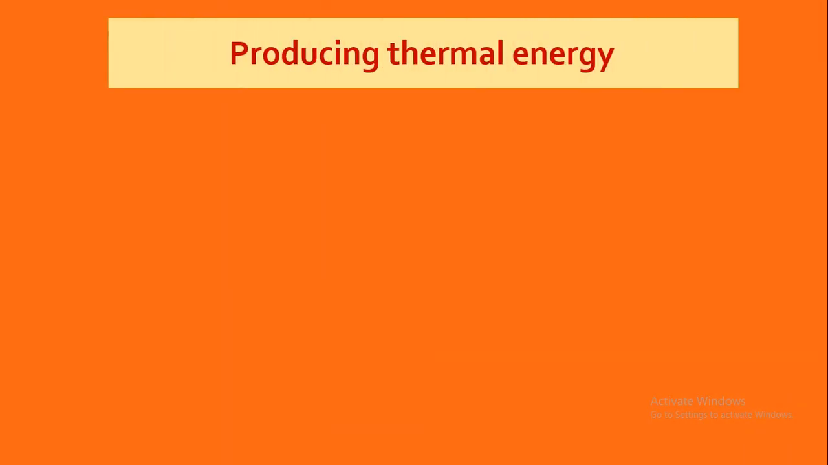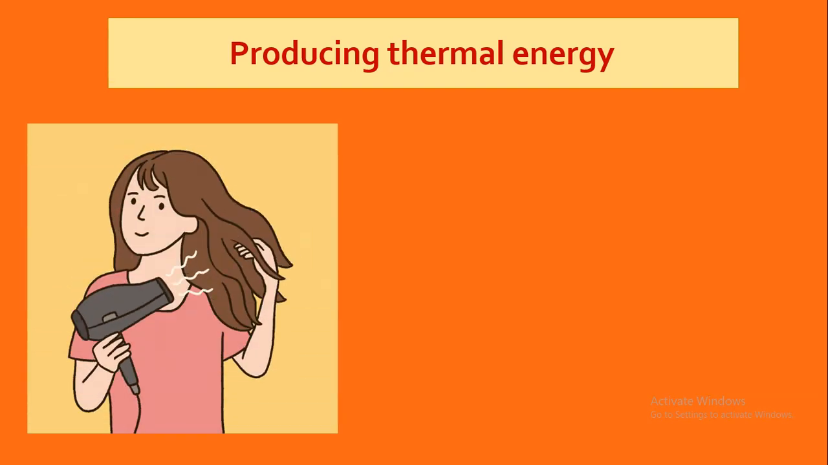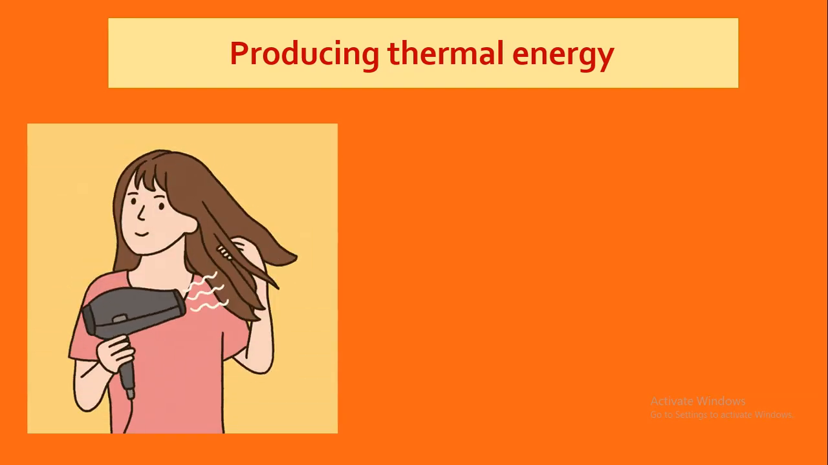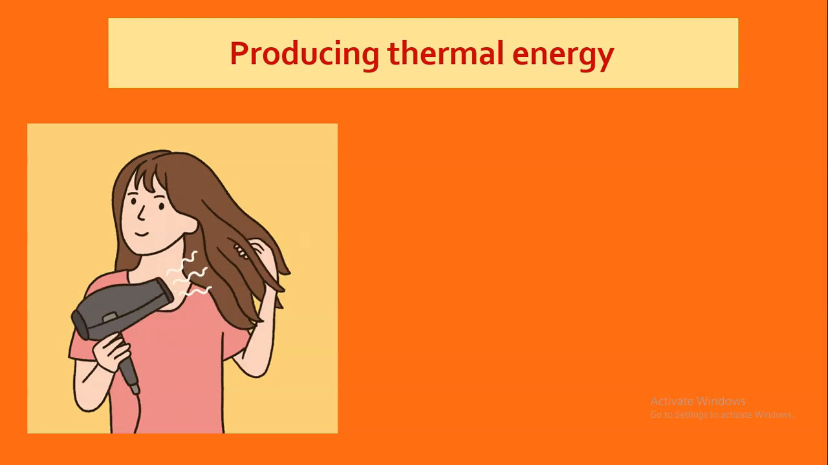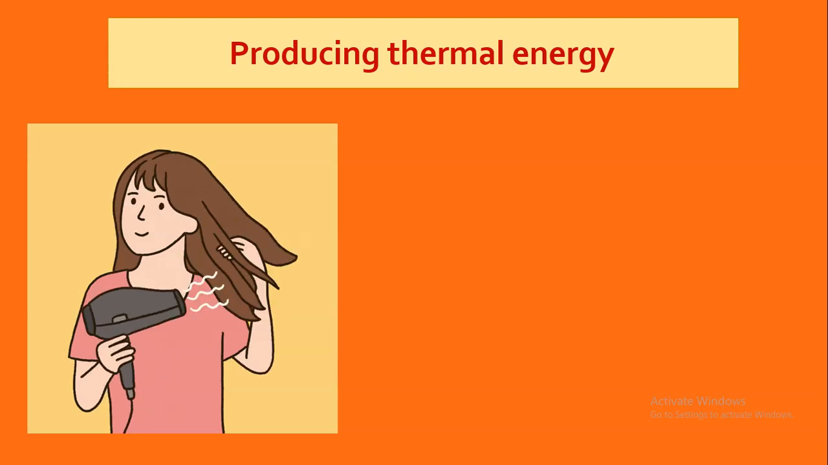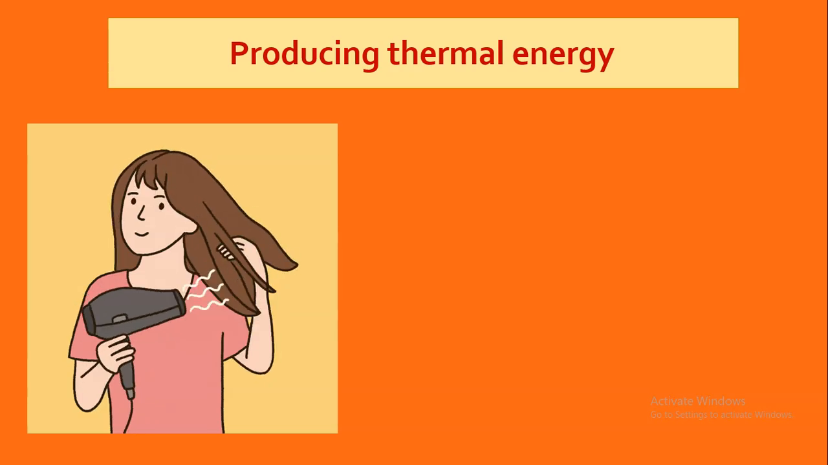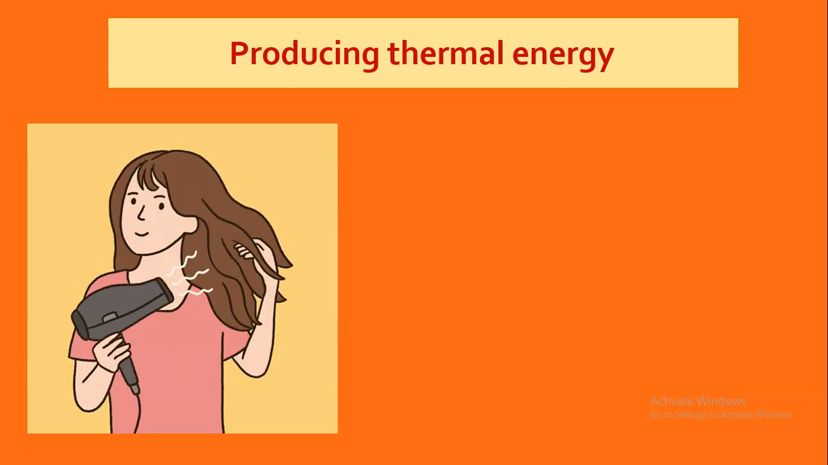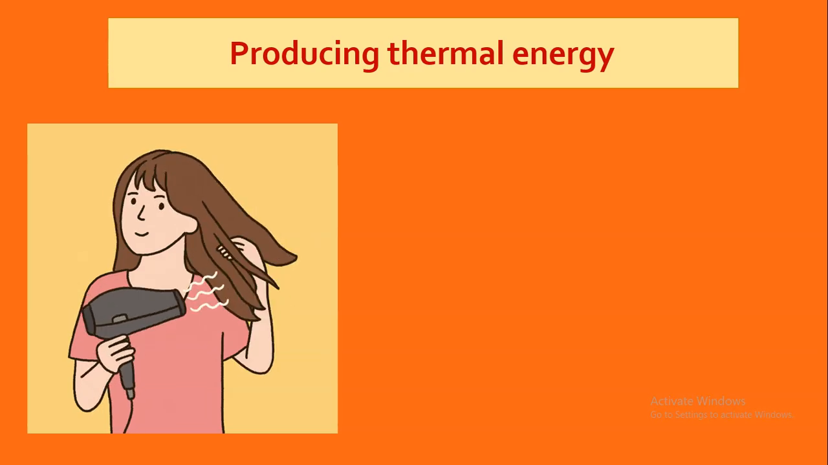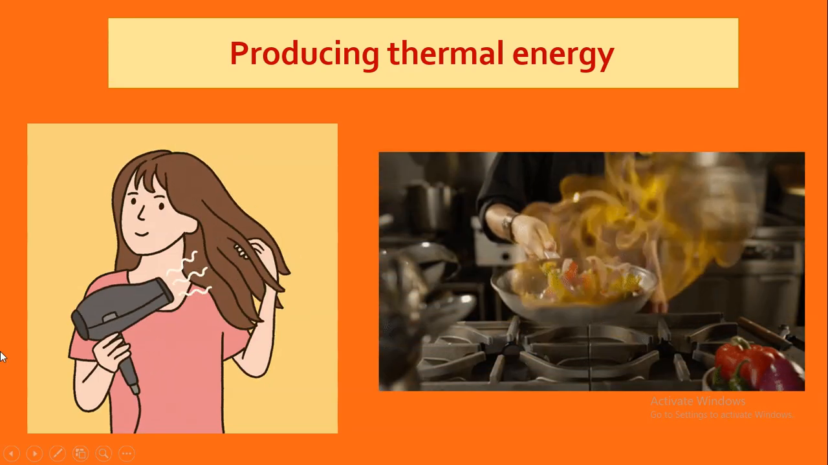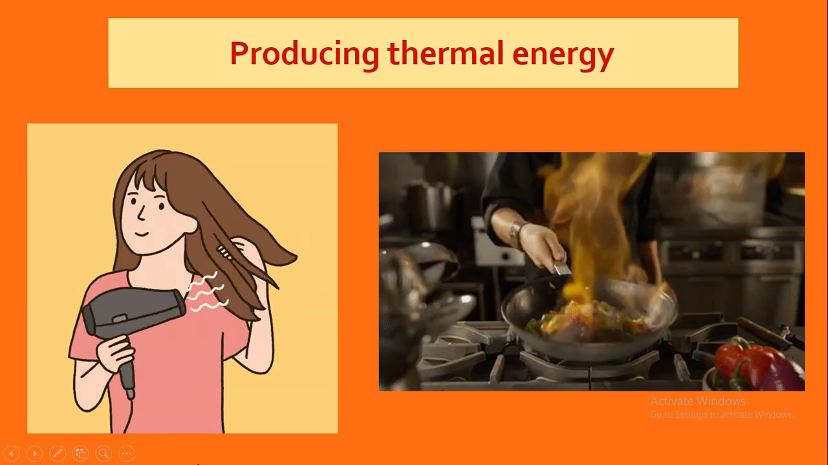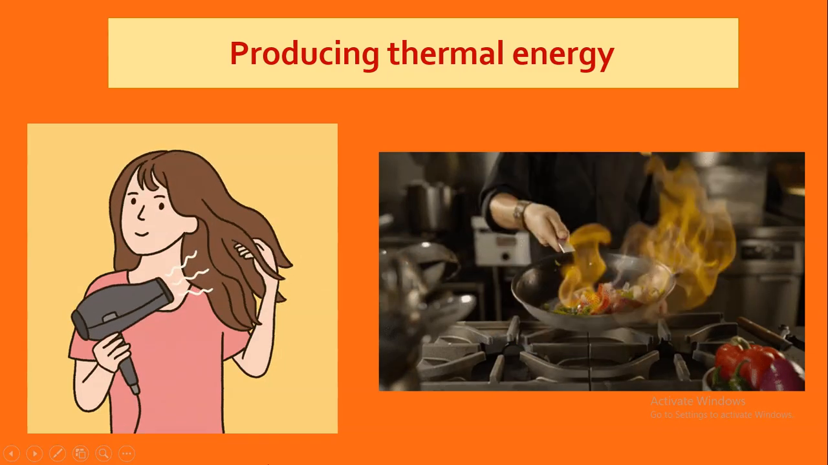Now, moving on to producing thermal energy. Now, there are many forms of energy, right? And we have studied them before in previous lessons. You have learned about light energy, electrical energy, sound energy, and chemical energy. Each of these forms of energy can change into thermal energy. This is how thermal energy is produced. Electrical appliances such as electrical stoves and hair dryers use electrical energy to produce thermal energy.